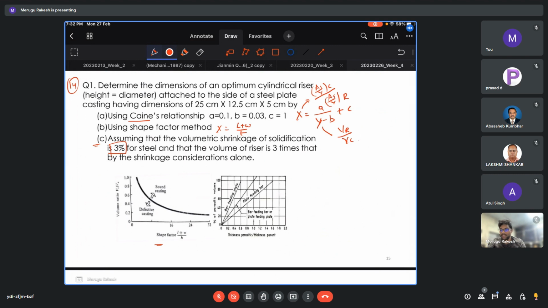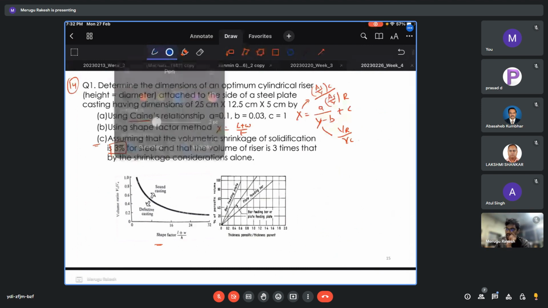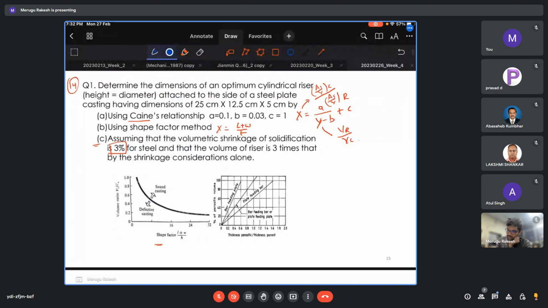Based upon the difficulties, we have a number of methods. One is Keynes method, one is shape factor method, one is modulus method. Calculating these freezing ratios or volumes for intricate shapes is sort of difficult. That's where we go for the shape factor method. The different methods have evolved. So let me start. First, I will calculate using the Keynes method. Okay.